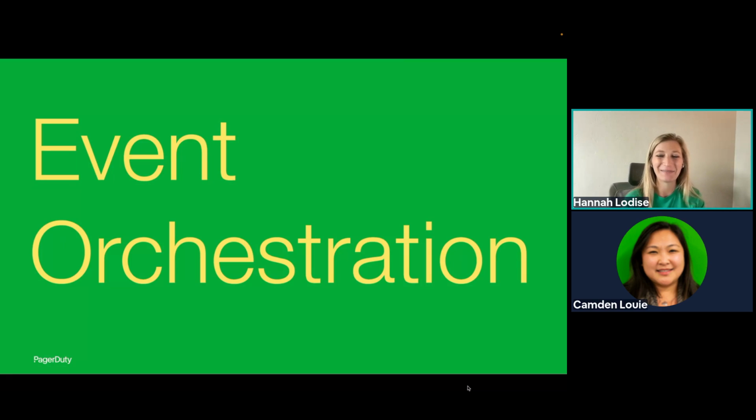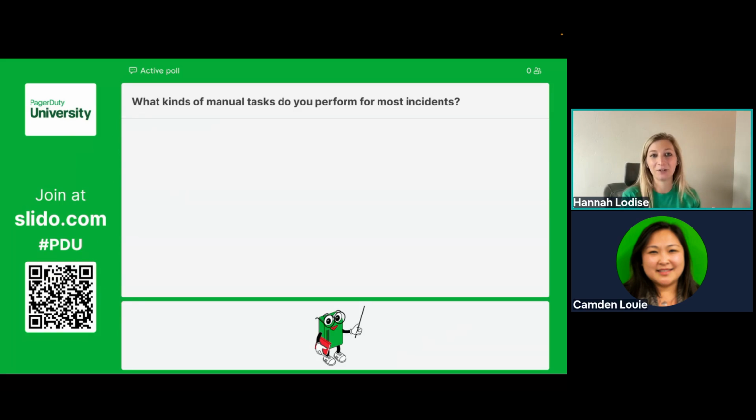Now, what I'm going to talk to you about next is our second pillar of AIOps, which is what we call event orchestration. Now, you can think of event orchestration as a decision engine. It takes all the events and the information that you're sending in from your monitoring tools and determines the next best action for those events in order to determine how they need to be handled within PagerDuty. But before we get too far into a demonstration, let's do one more checkpoint question on Slido. Remember, you can access this at slido.com, putting in the code PDU, or just hovering over that QR code that you see on the screen.